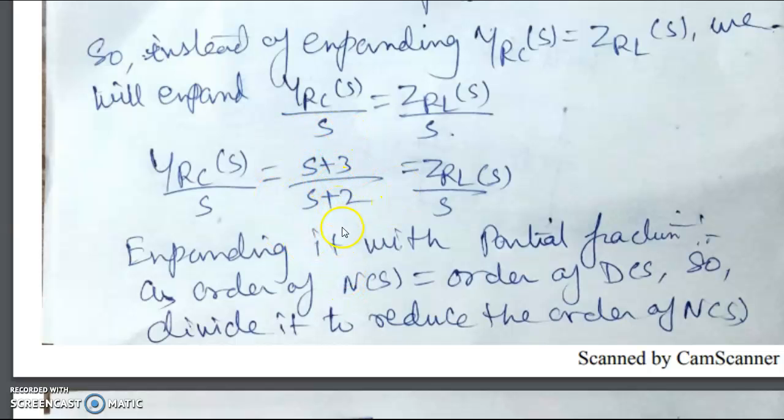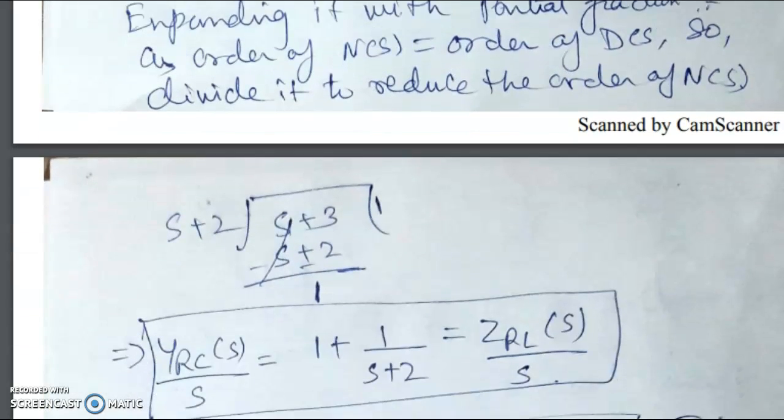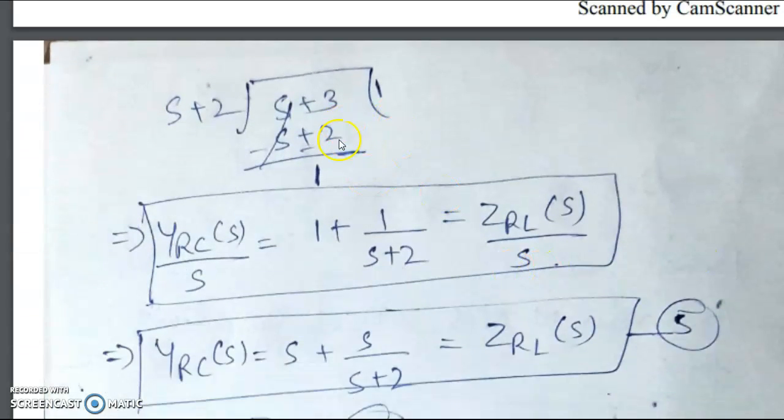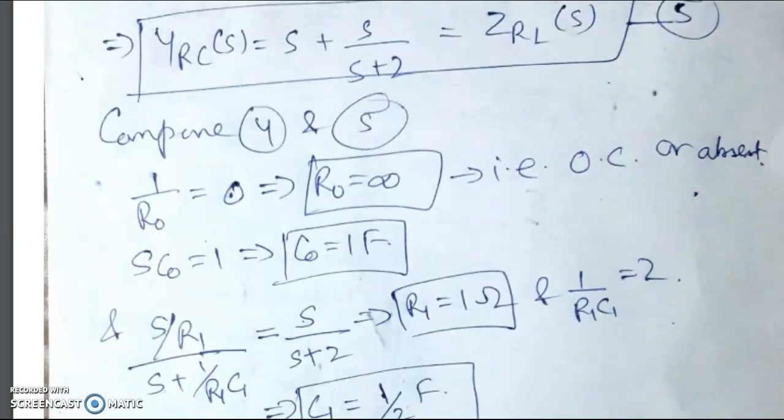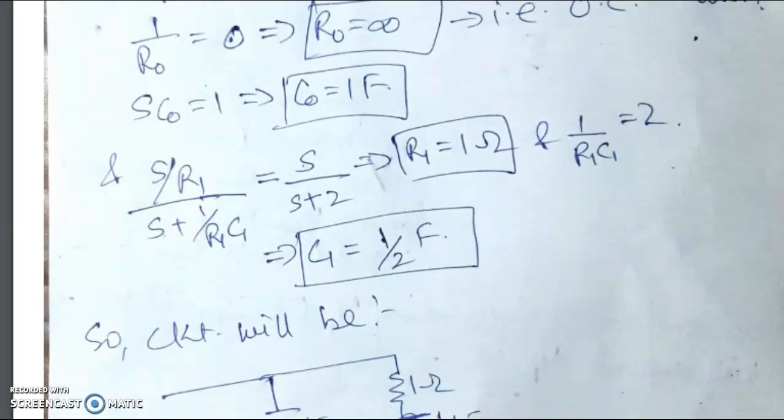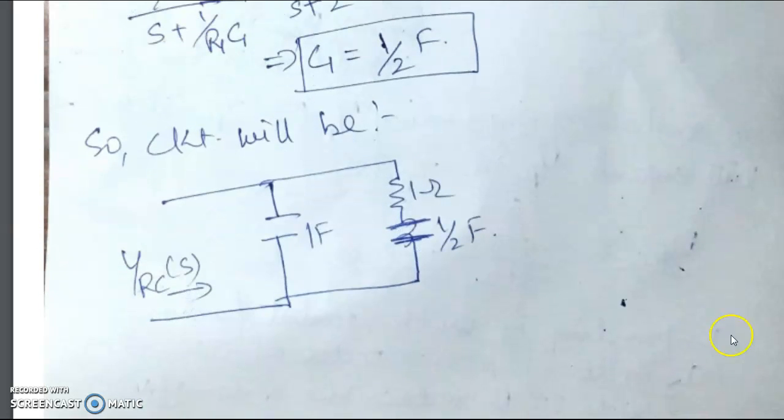Again, because the order of the numerator and denominator are equal, we have to divide it first for partial fraction expansion. So we can write this function as quotient 1 plus remainder 1 upon S plus 2, which is equal to Z_RL upon S. So Y_RC can be written as S plus S upon S plus 2, which is equal to Z_RL. When we compare it with equation 4, we see that R0 is equal to infinity, C0 is equal to 1 farad, R1 is equal to 1 ohm and C1 is equal to half farad. So this is the admittance function of the RC network.